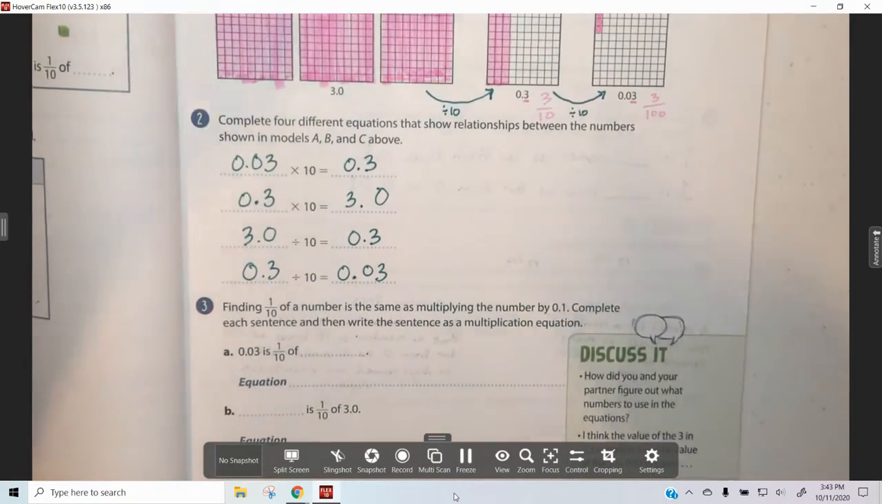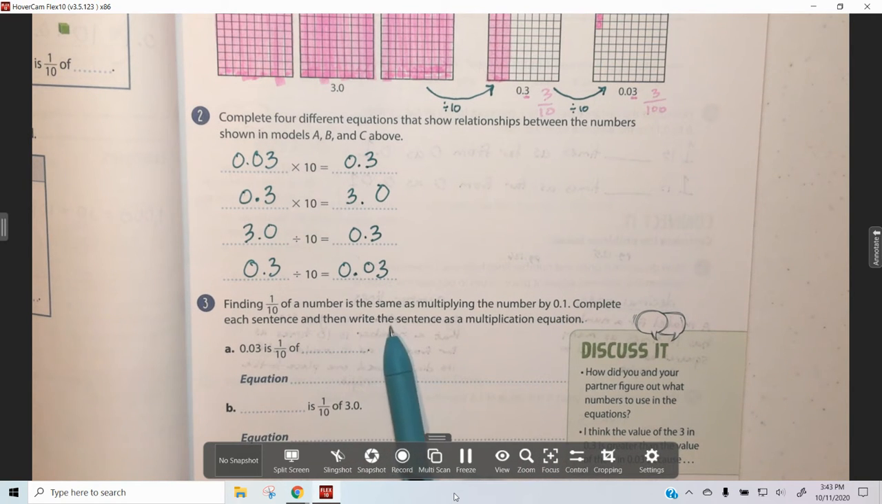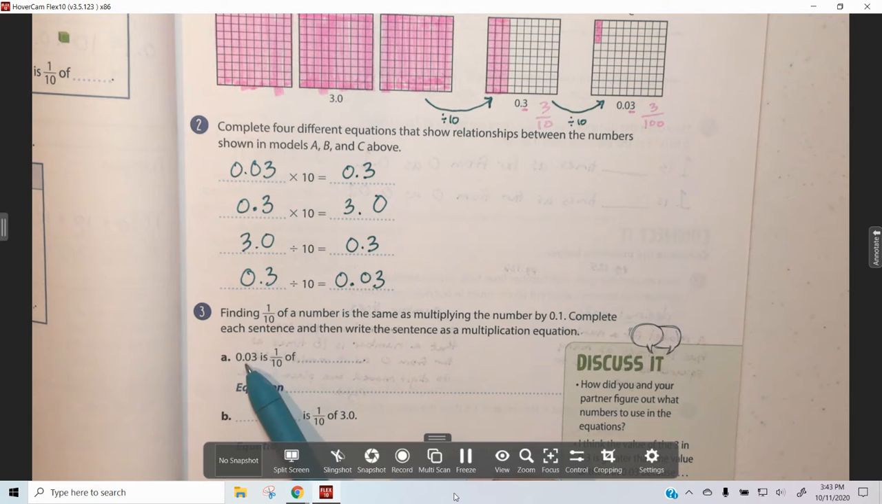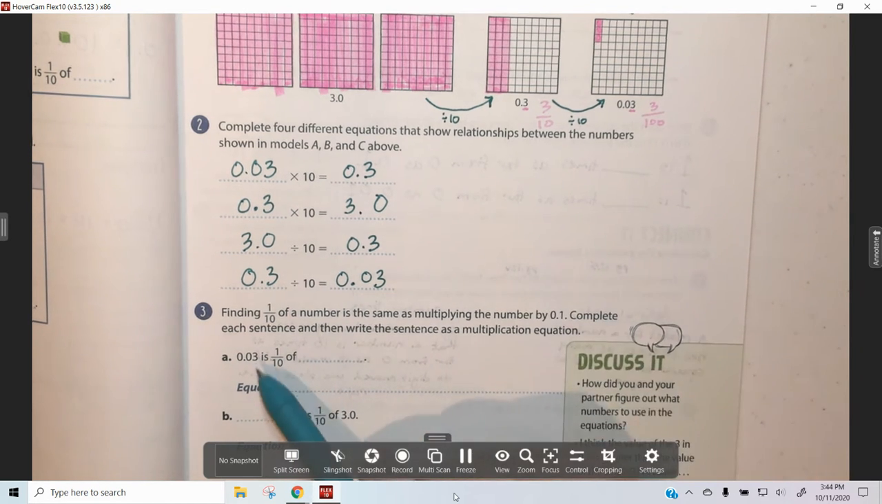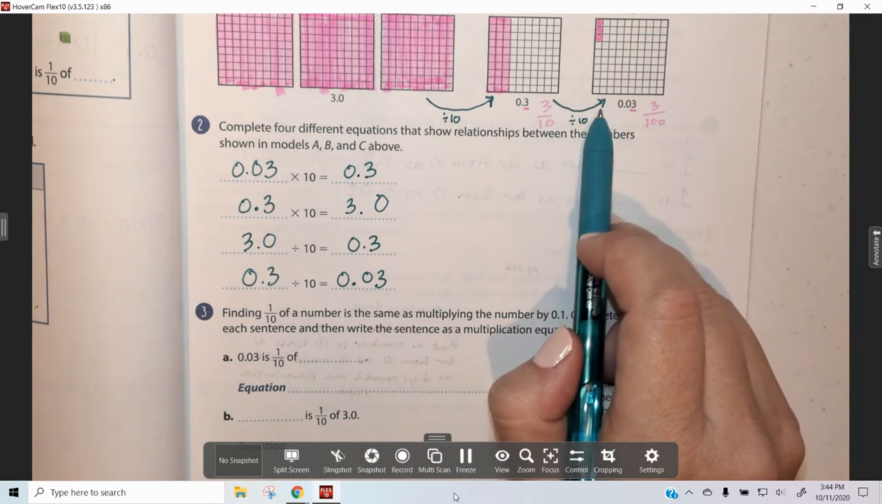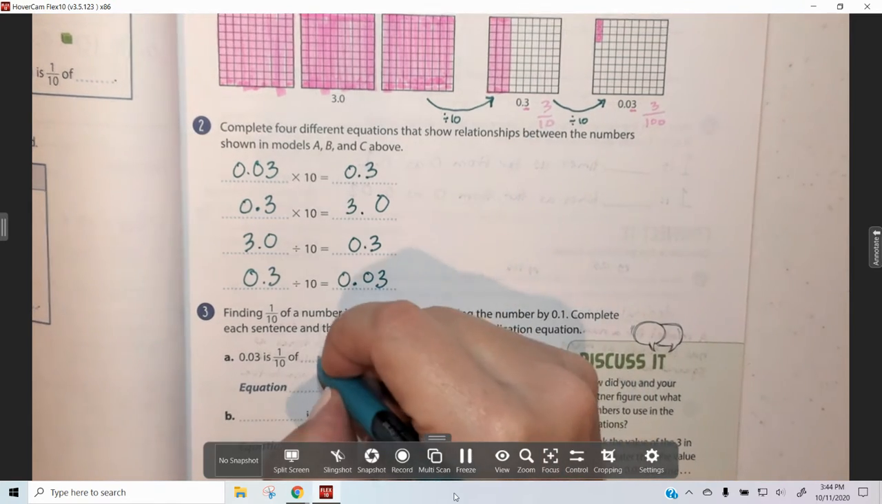Number 3. Finding 1/10 of a number is the same as multiplying the number by 1/10. Complete each sentence and then write the sentence as a multiplication equation. So 3/100 is 1/10 of what number? What number divided by 10 is 3/100? So 3/100 is 1/10 of 3/10.